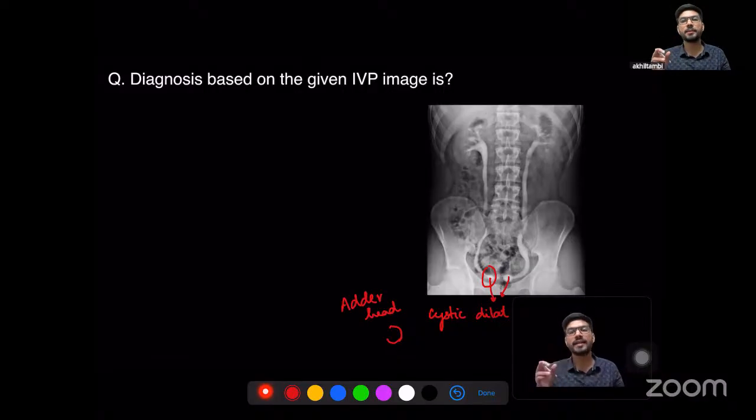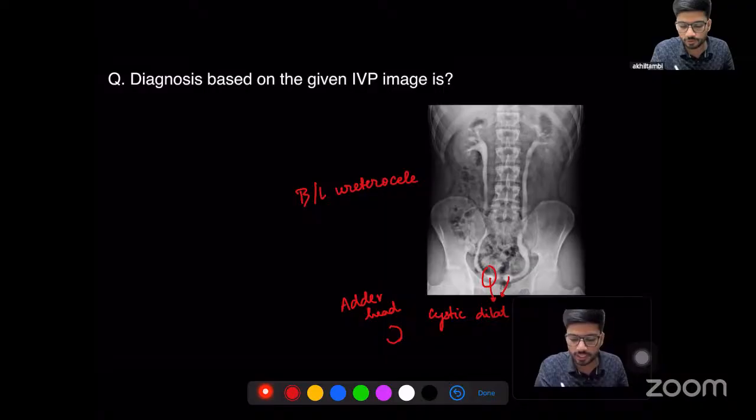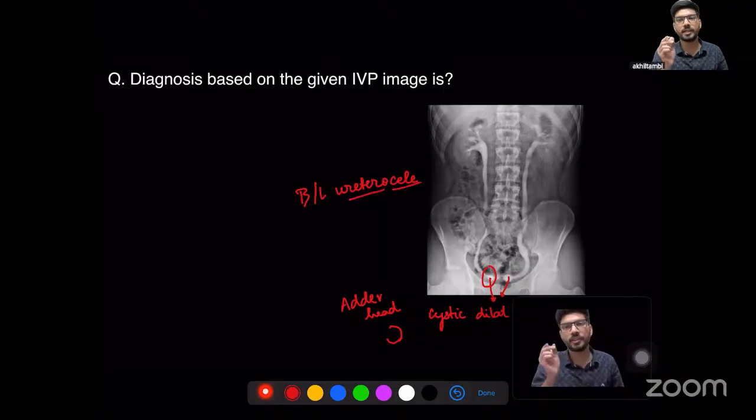The adder head appearance is very, very classical, and in this image, since it is on both sides, it will be a bilateral ureterocele. That means the ureter is dilated from the terminal end. So this is also a very, very simple question based on IVP findings.